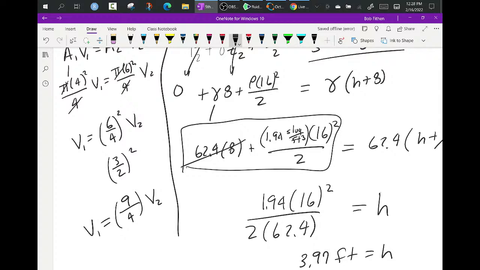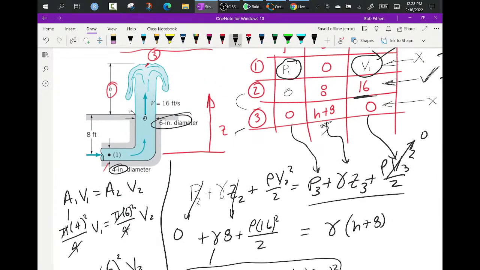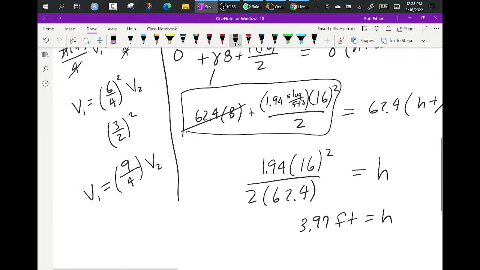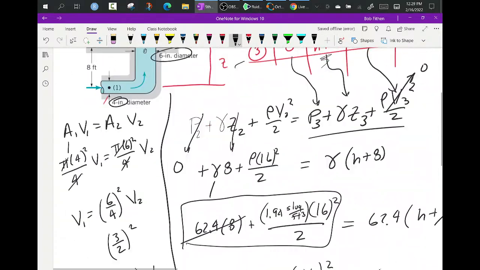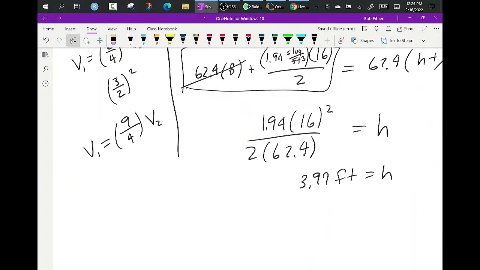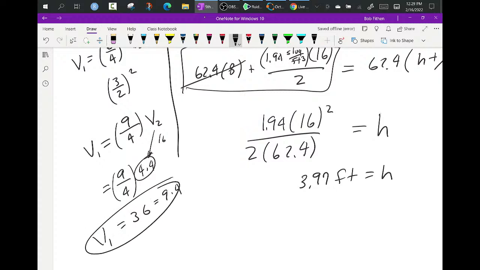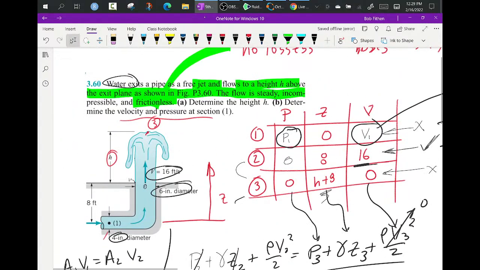Now, he told us what V2 was, and it was 16. So it's as good as 9 over 4 times 16, or 4 times 4, because that's 16. And so you get 36, or 9 times 4 is 36. So it's moving a little faster here than it is there.